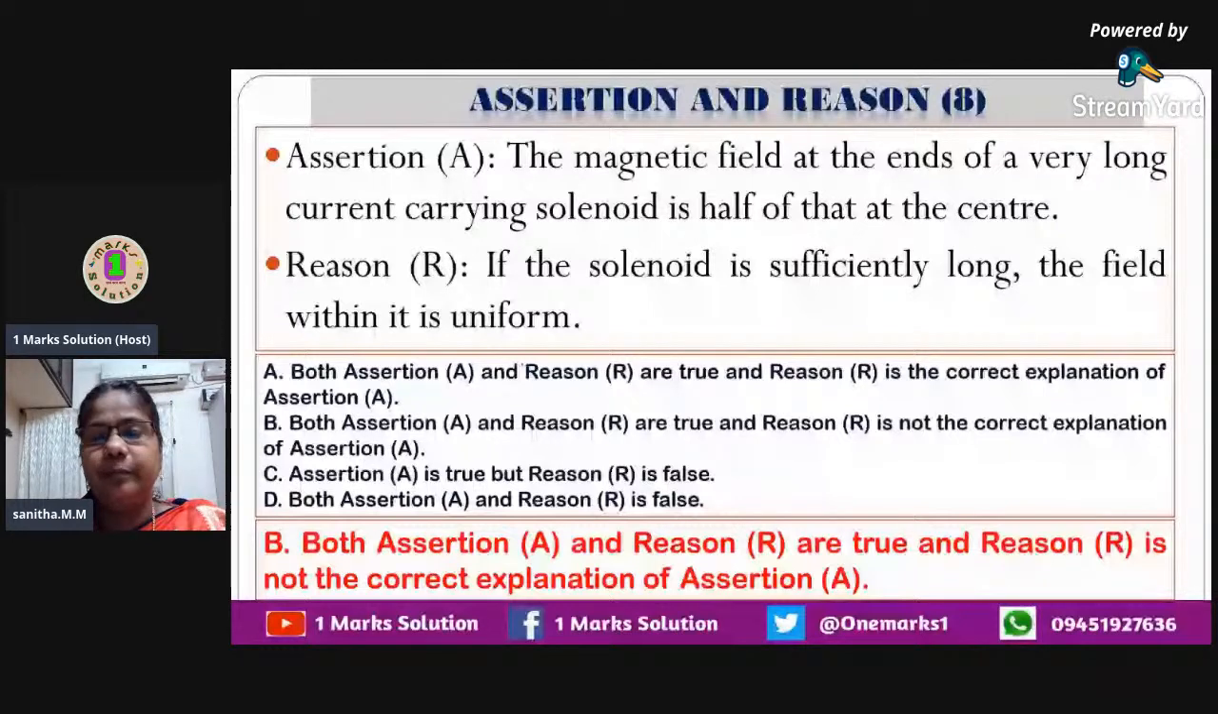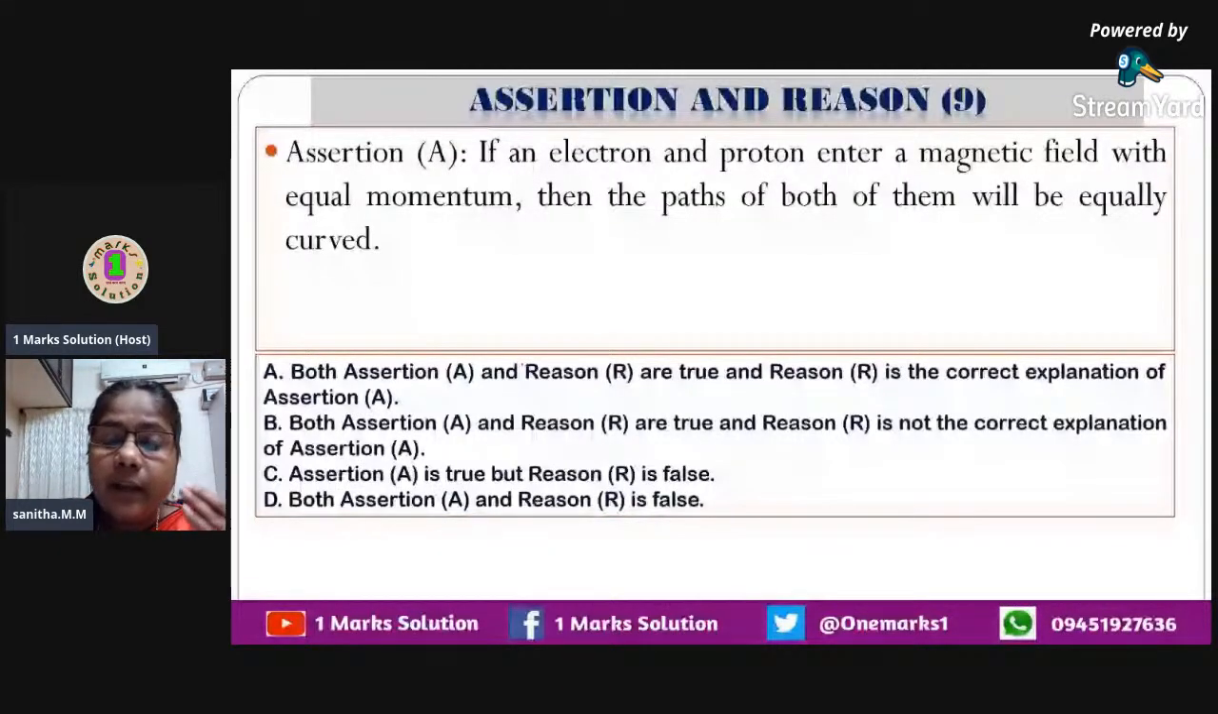If an electron and proton enter a magnetic field with equal momentum, momentum means mass into velocity, so that is the same, then the paths of both of them will be equally curved. Why? Because what is the equation for the radius? R is equal to mv divided by bq. From where are you getting this equation? The centripetal force is provided by the magnetic force which is maximum. So mv squared by r is equal to qvb. Actually qvb sin theta, but theta is equal to 90 degrees, so qvb, the maximum force. When we equate these two equations, we cancel and get r is equal to mv by bq. Here momentum remains constant, so the radius depends on the charge. Electron and proton have the same magnitude of charge, so they will be equally curved.